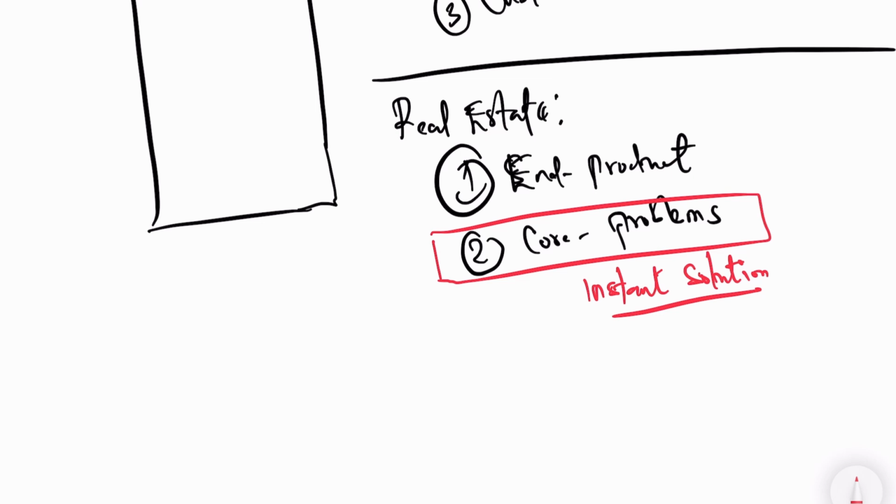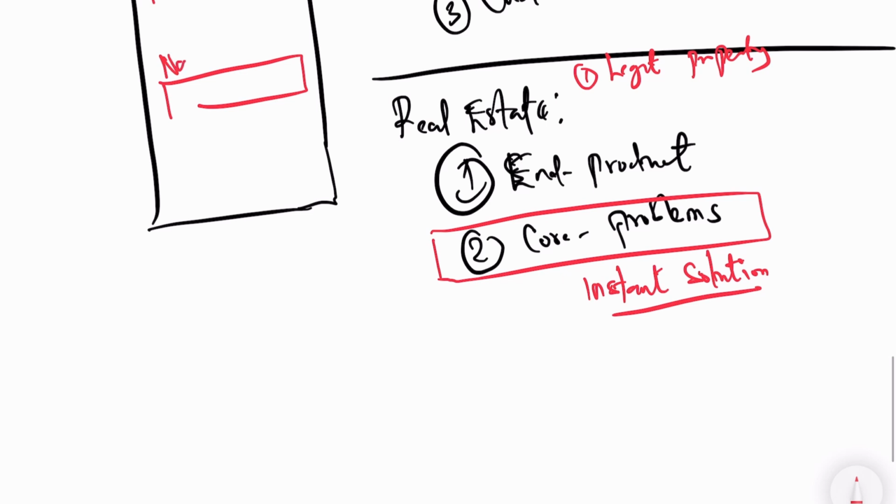So what it does is that you give them something valuable. For real estate, one of the biggest core problems is legitimate properties. Nobody wants to buy a property that will have legal issues. So what if I give you full reports on how to identify legitimate properties anywhere? I'll tell you, give me your name, give me your email and phone number.